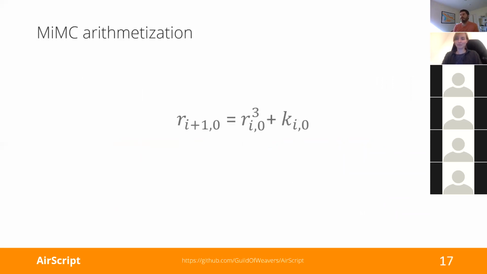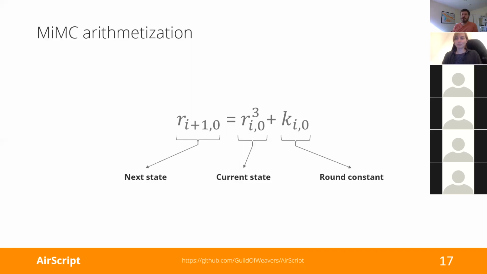Okay, so this is the MiMC calculation. You take the current state, raise it to the power of 3, and add a round constant to it. This is the current state, this is the round constant, and this is how you get the next state. And this really translates to just having one dynamic register and one static register.